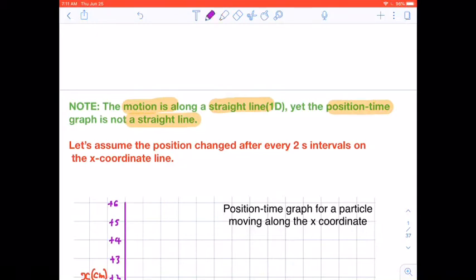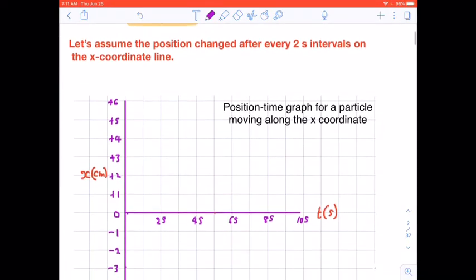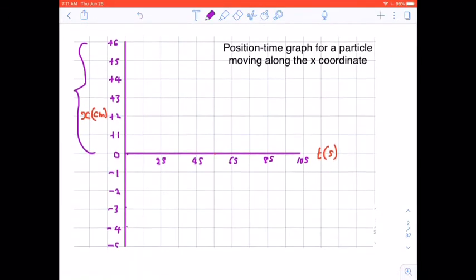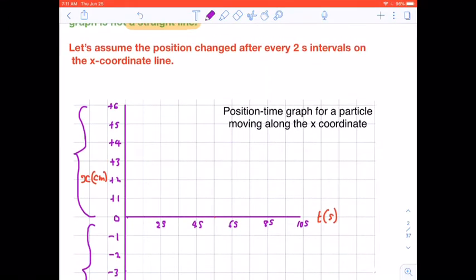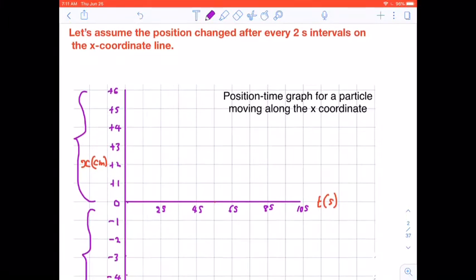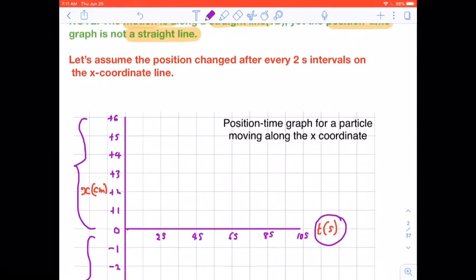So if we look at our coordinate axis, I have our coordinate axis here, and we have the coordinate axis there. It's indicated on the vertical axis. And on the horizontal axis, we have time. Now let's assume that the position changes after every 2-second interval on the x-coordinate line.